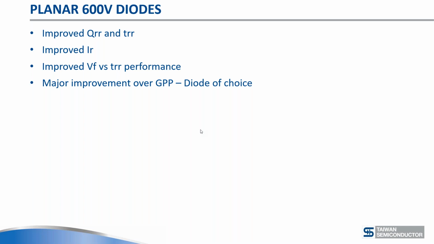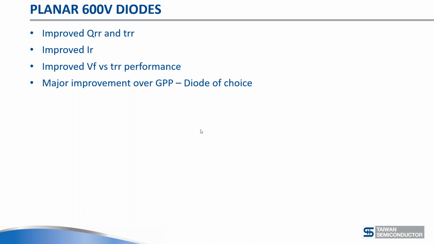If you want to improve the TRR, what you do usually is add more platinum as a material here, which then increases the VF. So there is no perfect diode. By making the diode faster, usually you make the VF worse because you add platinum here. So what you can do is compare apples to apples.